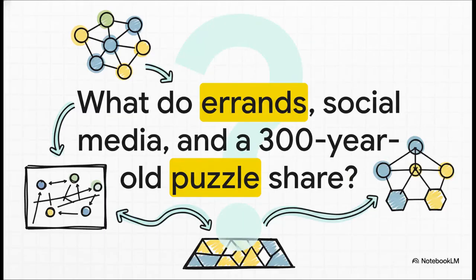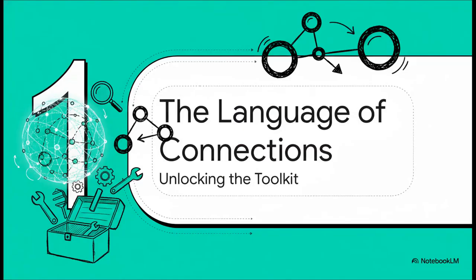So let's start with a question. What could possibly link your trip to the grocery store, your friend list on Facebook, and a brain teaser from the 1700s? They seem totally random, right? But believe it or not, they're all built on the very same simple foundation. And by the end of this, you'll be able to see that hidden pattern too. All right, let's get into it.